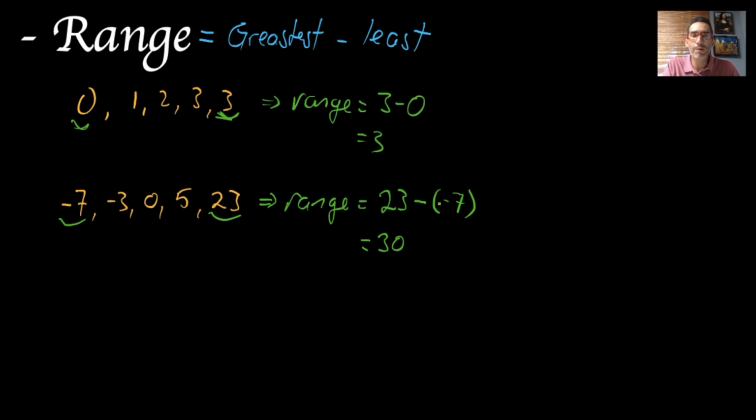Careful with this aspect. Many people made the mistake of saying it's 23 minus 7. No, it's 23 minus the least, and the least is minus 7. So you have 23 minus minus 7. Okay, that will make a big difference. So pay attention to that little detail. And well, these are the mean, the median, the mode, and the range.